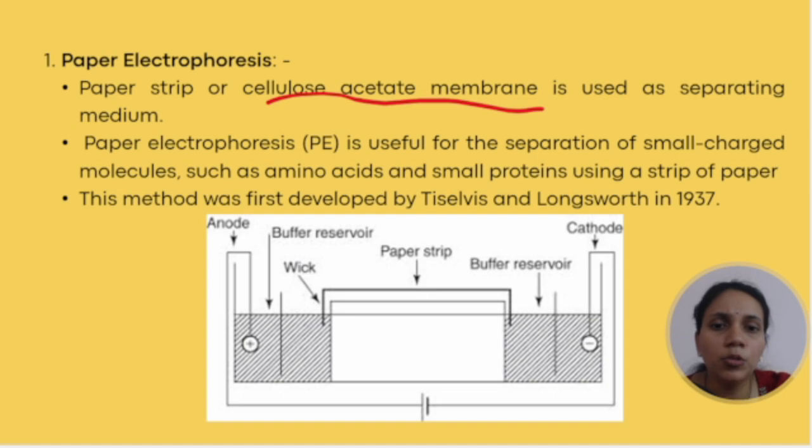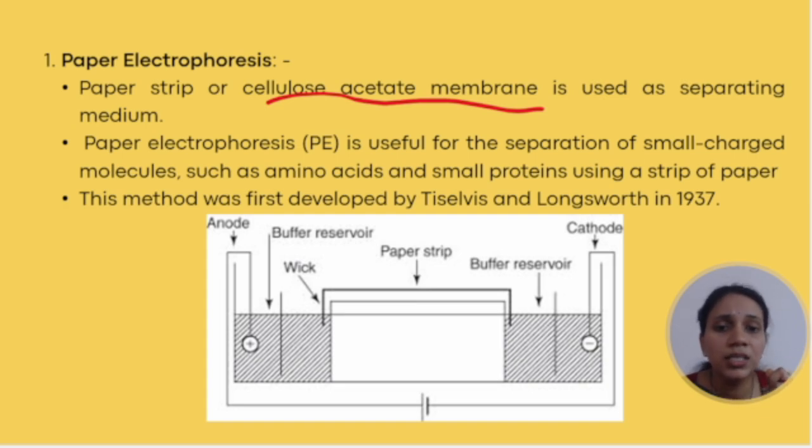Paper mostly contains 95% cellulose. But the problem with cellulose is that it is a poor conductor of electricity. Secondly, it is not transparent, so we cannot see. The next is it is going to absorb the protein, so it is going to give you poor results. Now different grades of filter papers like the Whatman paper are available, which are specifically designed for this. Then next is cellulose acetate.